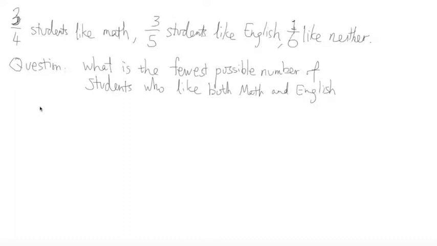So what's the approach to this problem? Well, we don't have any information about the number of students. We don't know whether there are 100 students or 20 students in the class. This information is not given to us. So how do we know the number of students who like both math and English? Well, let's not worry about it. This problem looks like a Venn diagram problem, so let's just set up a Venn diagram and see what information we get.